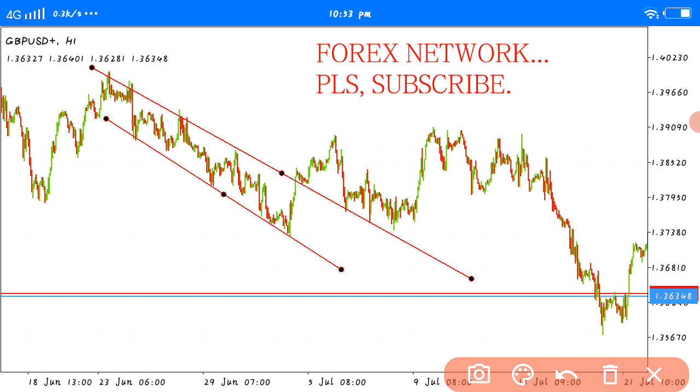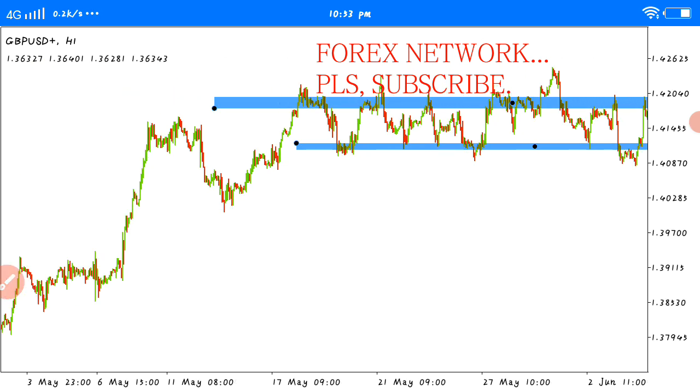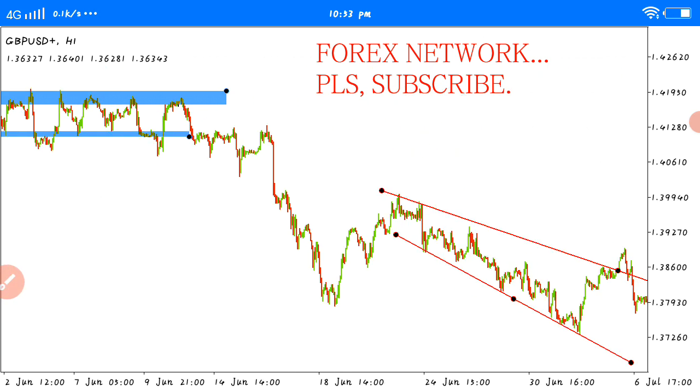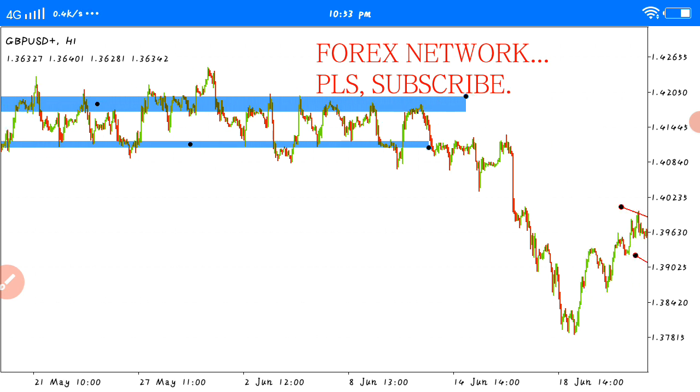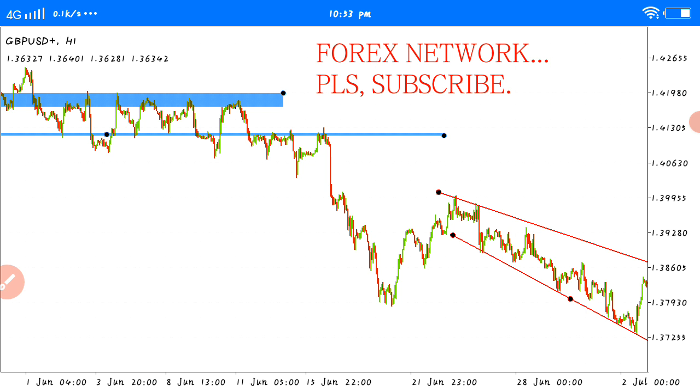So let's check that out again. Let me use the one I used previously. Okay, I think this was what I used previously. Okay, let me just use this one. You can see it around this particular area.